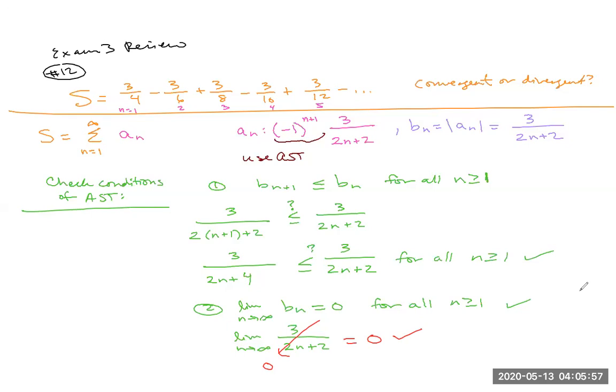Okay. Now this is the beautiful part about using AST. Once you check these conditions, you can go ahead and make a statement about your original series, which was series A sub n, the alternating part.